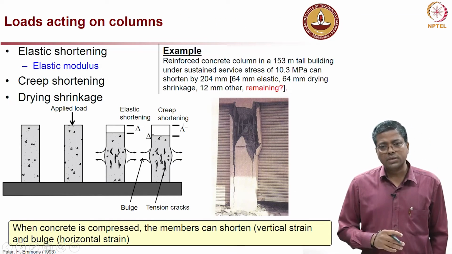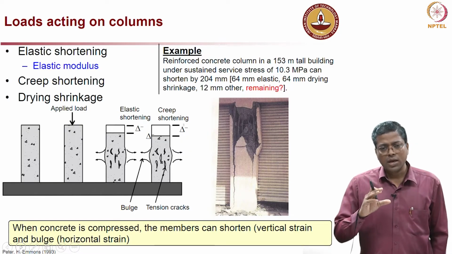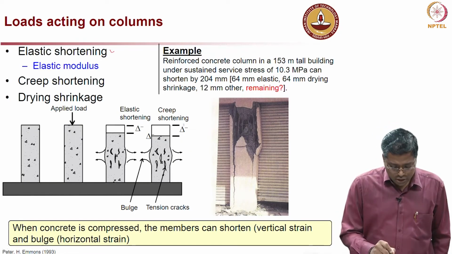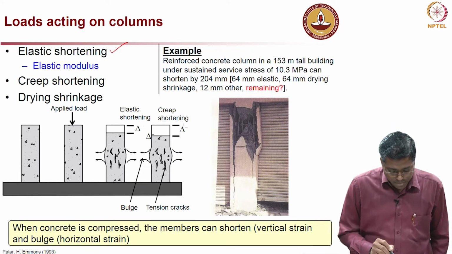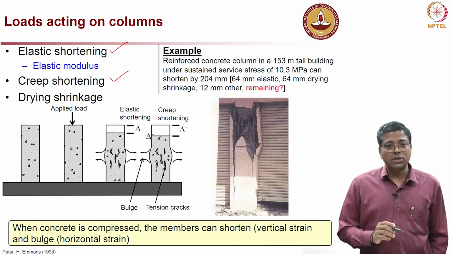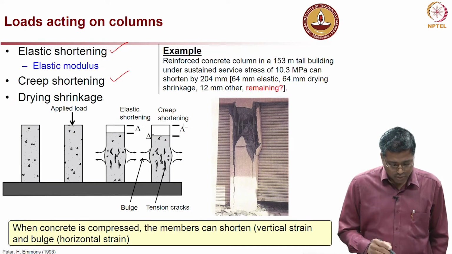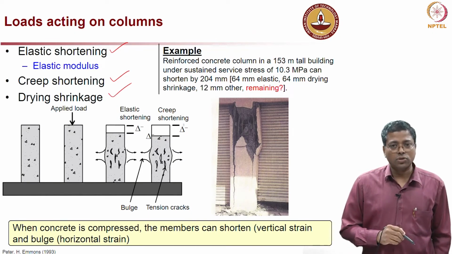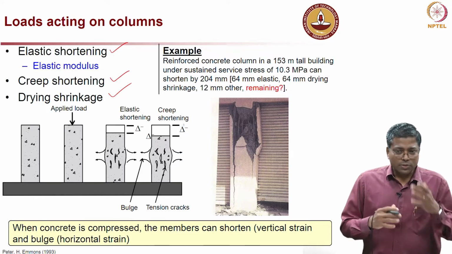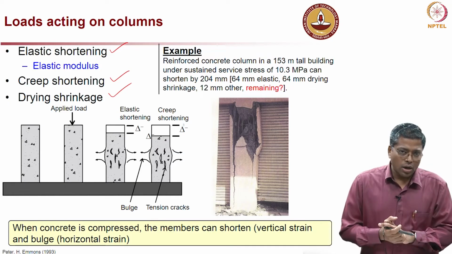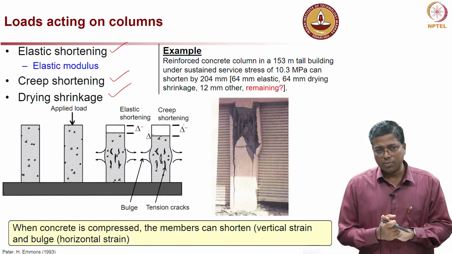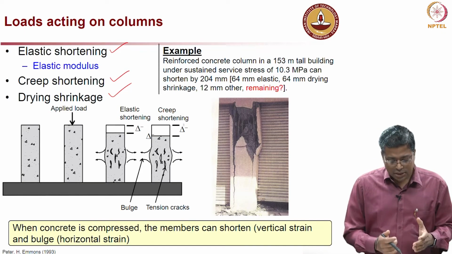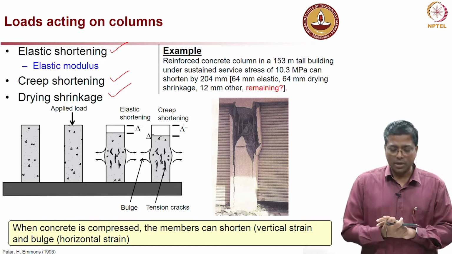And if you are looking at just a column, what are the types of loads acting on a column? Elastic shortening, definitely, because it is under axial compression, and creep shortening, which is an effect of long-term behavior, and drying shrinkage also. Especially when you talk about large columns, you can have very significant problems because of creep and drying shrinkage, while elastic shortening is something which happens very immediately.